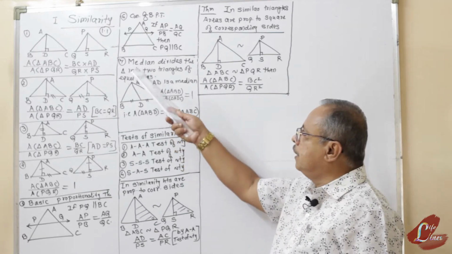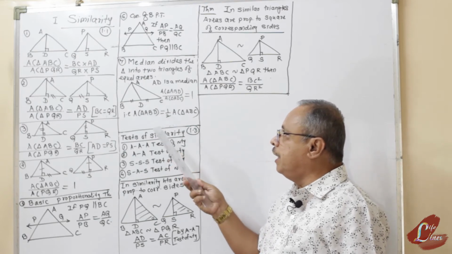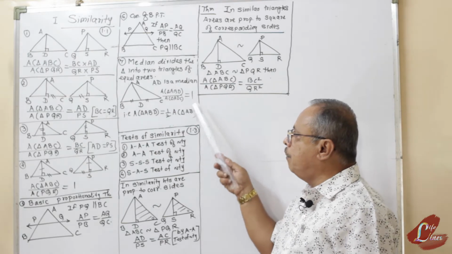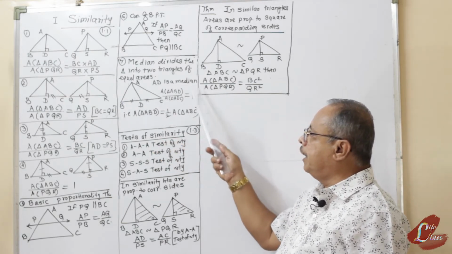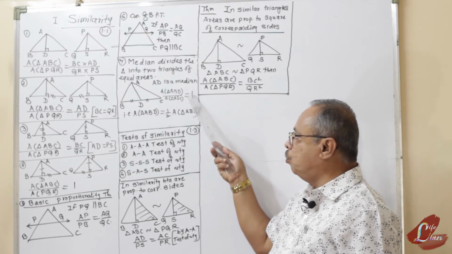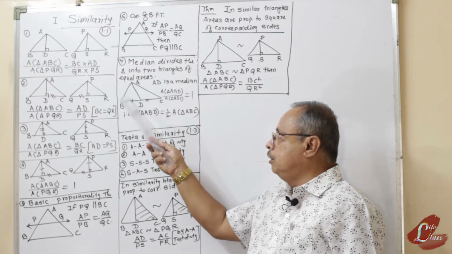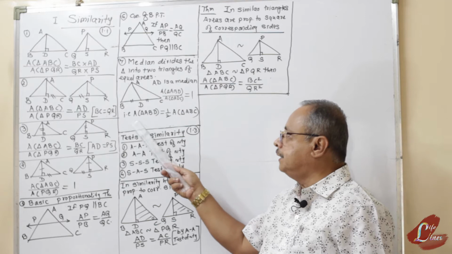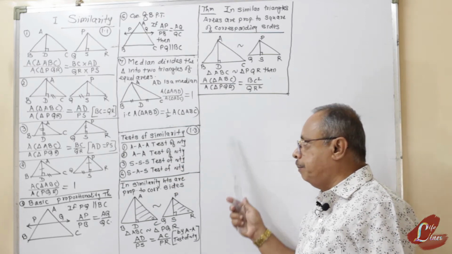Next property, that is, the median divides the triangle into two triangles of equal area. Because of AD, the complete triangle ABC is divided into two triangles of equal area. That is, area of triangle ABD upon area of triangle ADC is equal to 1. The complete triangle is divided into two equal halves. That is, area of triangle ABD is half of area of triangle ABC.